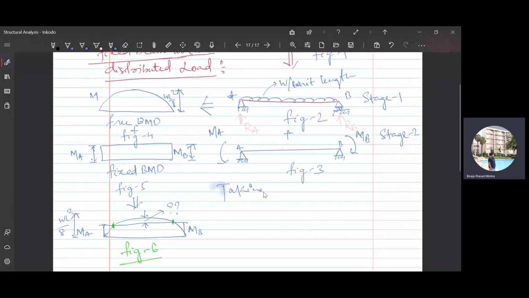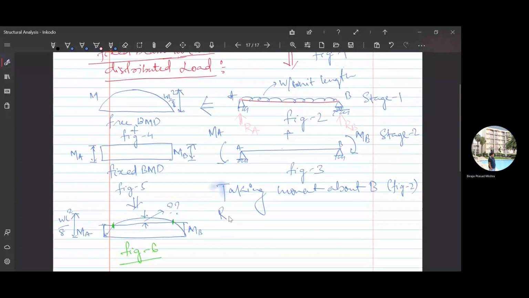Taking moment about B. So here I am mentioning it as figure 2. Okay, if I take moment about B, then can I write RA into L, RA into L equals to W L square by 2? Can I write like that?